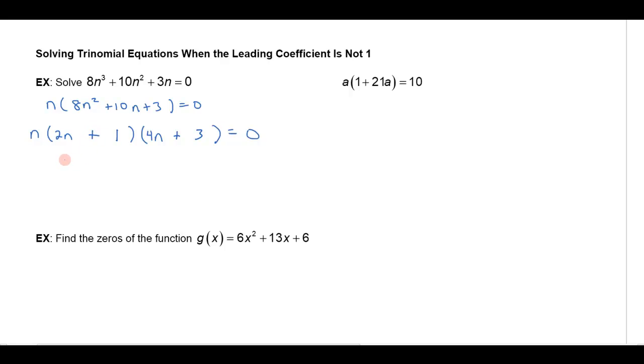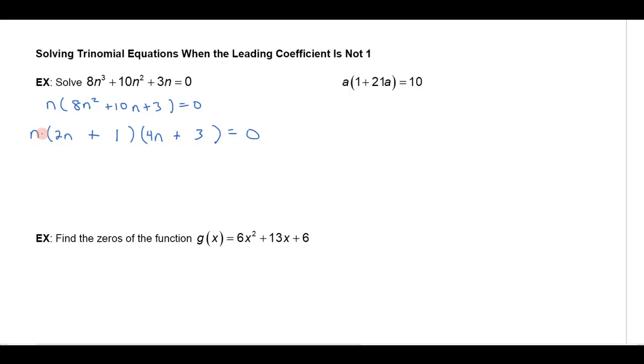Now always double check your factorization. It's so easy to make a mistake in this. So multiply the first, that's 8n squared. Do the outer ones, that's 6n. And the inner ones are another 4n, so you combine those, 6 and 4 makes 10n in the middle. And 1 times 3 is 3.